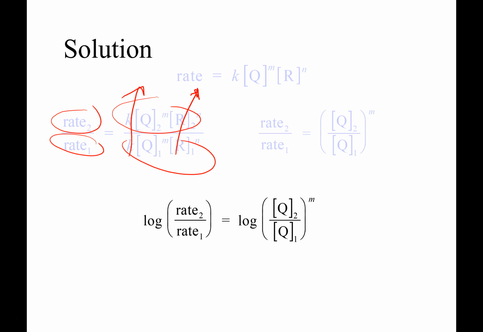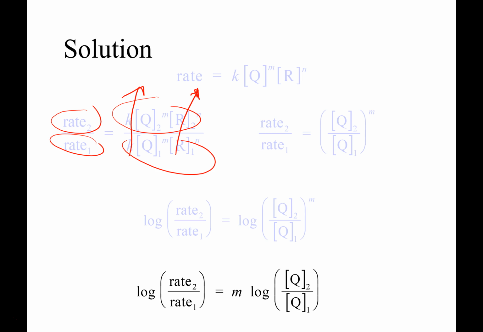So we can take the log of both sides: the log of the ratio of rate 2 to rate 1, and the log of the ratio of Q2 to Q1, all raised to the n power. The cool thing, according to that third law, is we can rewrite this as m times the log of that quantity. And voila, now you have a way to get m. It means you need to dig out your log function, but that's okay, we can do that. So that third row here is exactly what we would like.